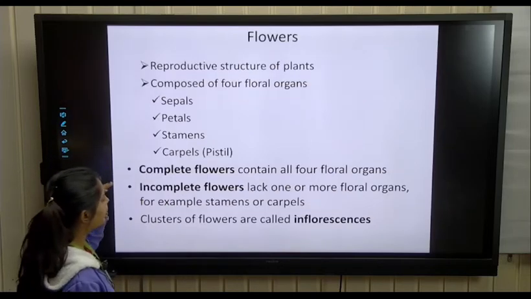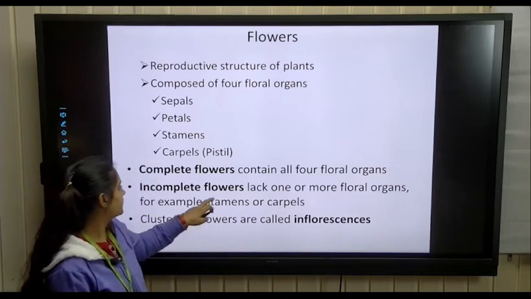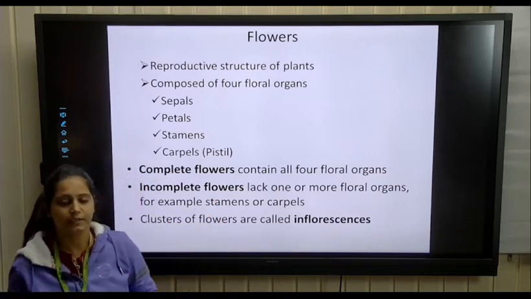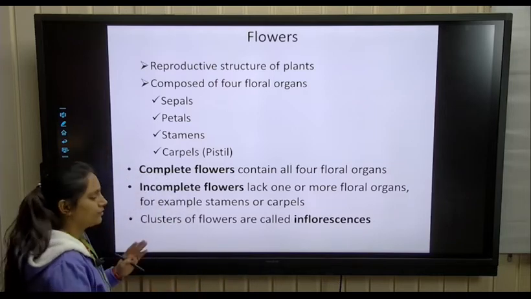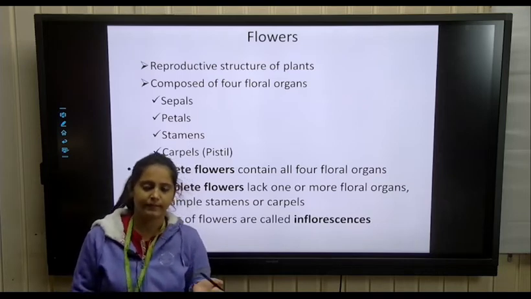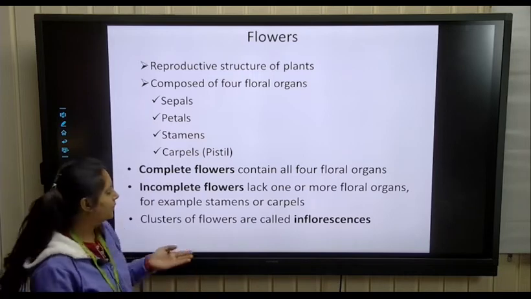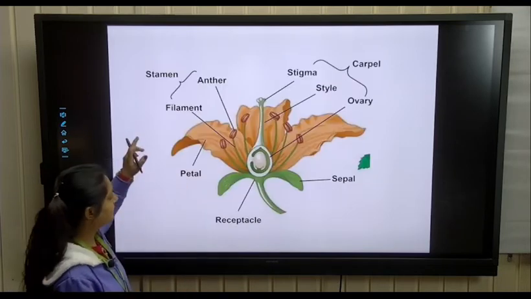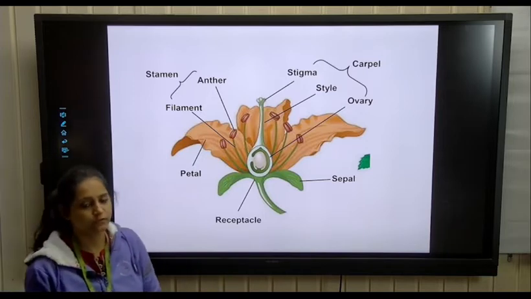Now we will discuss the general structure of a flower. So what is a flower? A flower is a reproductive organ of a plant. If we want to define a flower, then we can define that a flower is a reproductive organ of any plant. So here we will discuss the general structure of a flower. This is the general structure of a flower.